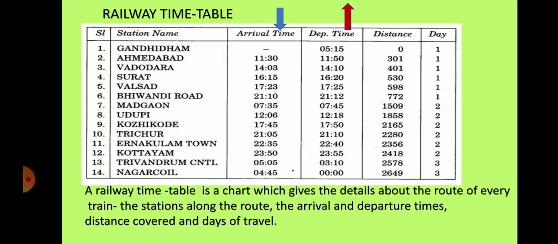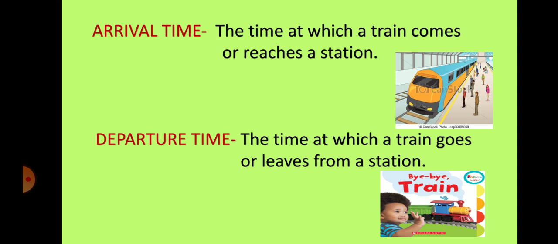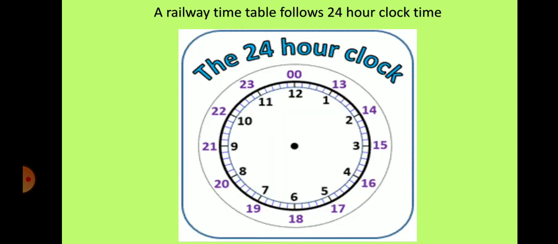A railway timetable is a chart which gives the details about the route of every train, the station along the route, the arrival and departure time, the distance covered, and the days of travel. What is arrival time? The time at which a train comes or reaches a station is called the arrival time. What is departure time? The time at which a train goes or leaves from a station is called the departure time. A railway timetable follows a 24-hour clock time.